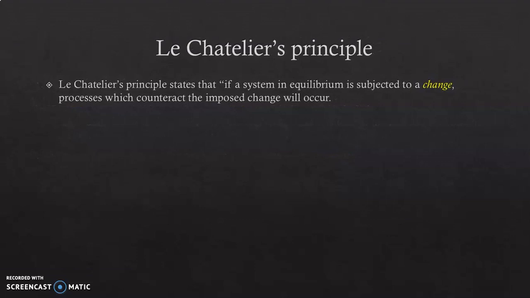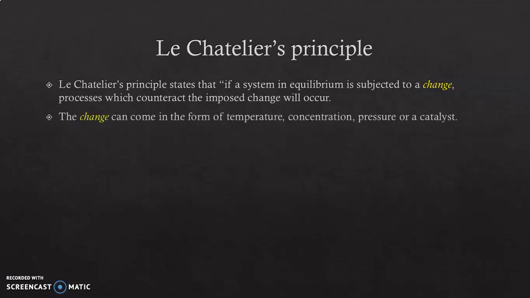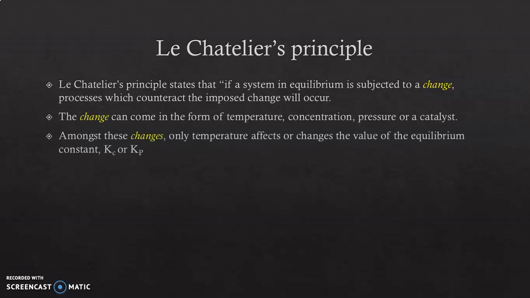Now, the next thing we want to look at is Le Chatelier's principle. Le Chatelier's principle states that if a system in equilibrium is subjected to a change, processes which counteract the imposed change will occur. Now, the change can come in the form of temperature, concentration, pressure, or a catalyst. Amongst these changes, only temperature affects or changes the value of the equilibrium constant, which can be Kc if we're dealing with aqueous solutions, or Kp if we're dealing with partial pressures of gases.